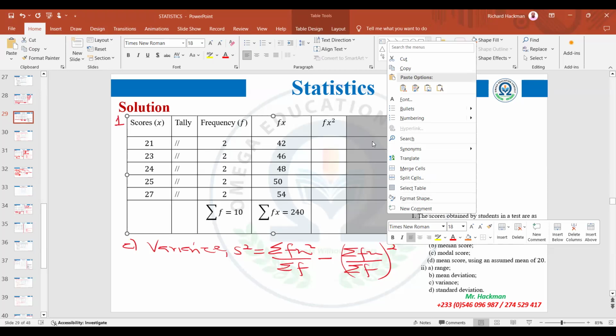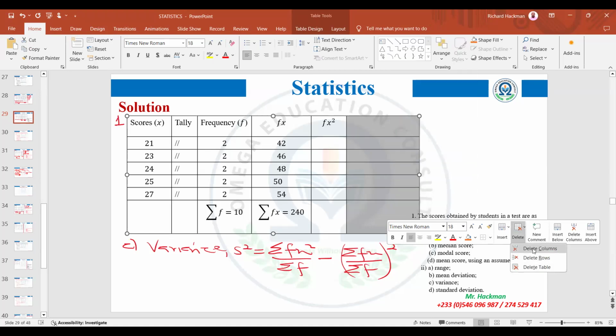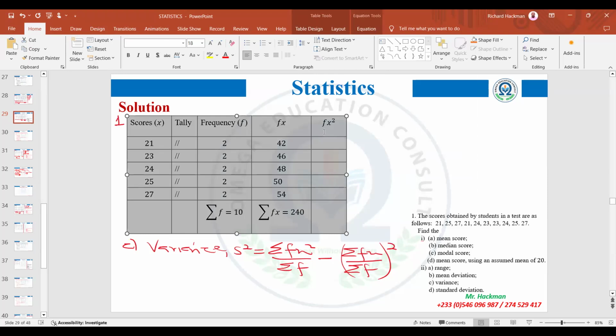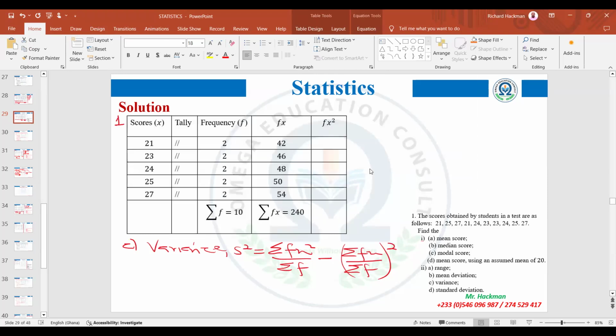Do you know why? Because of what you said, let me delete that column, I don't need it. The meaning of what you said is this: you are assuming what you have is the same as f of x squared. It's not the same. This is f squared, x squared. But here, it is the product of f then x squared. So how would you get this column?